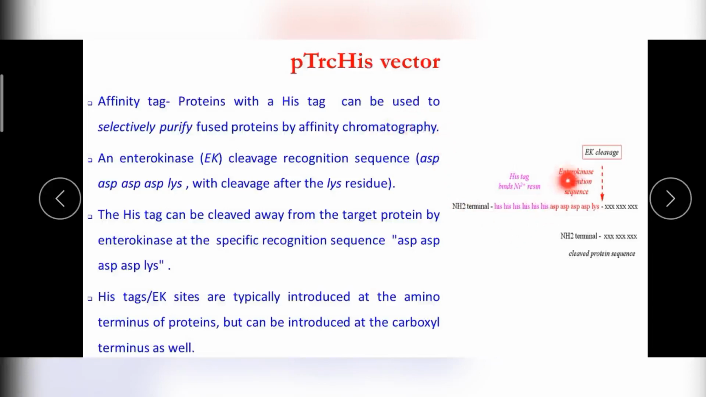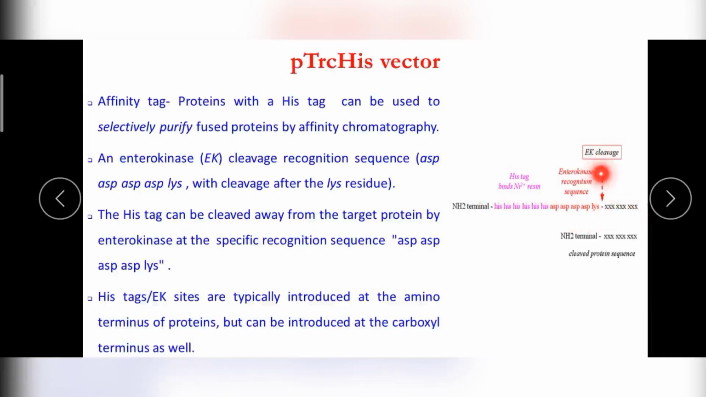And this enterokinase, whenever you add the enterokinase enzyme after the production of this fusion protein, which contains the tag plus this XXX, it represents our desired protein. In this manner you will be getting the fusion protein product at the end of the gene expression.